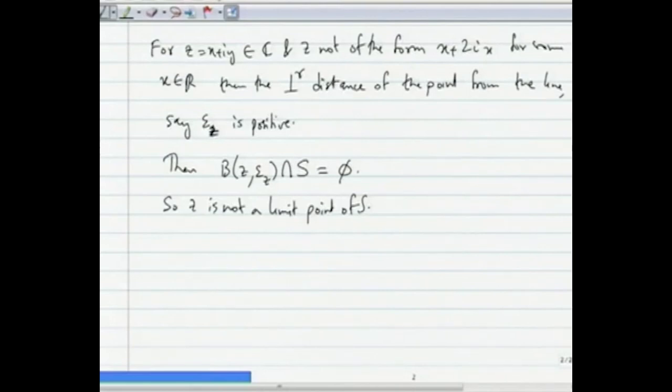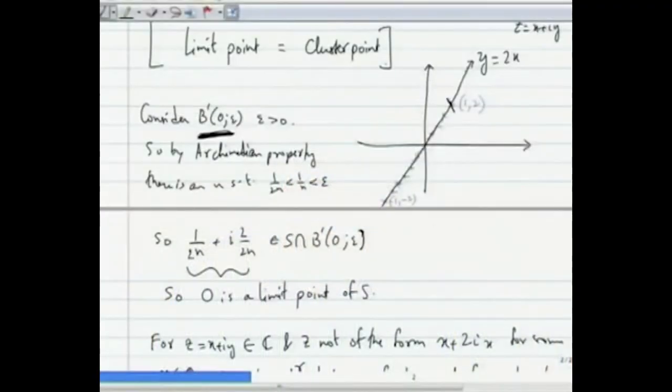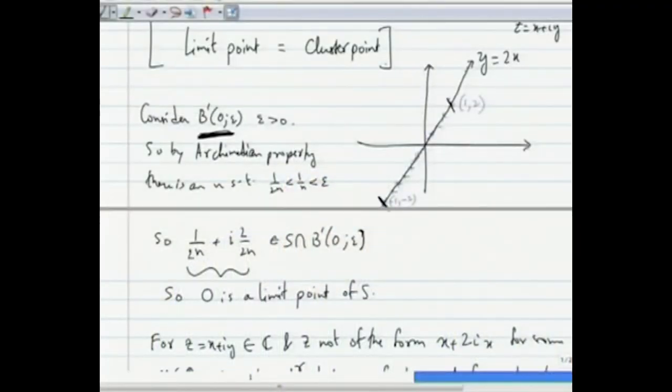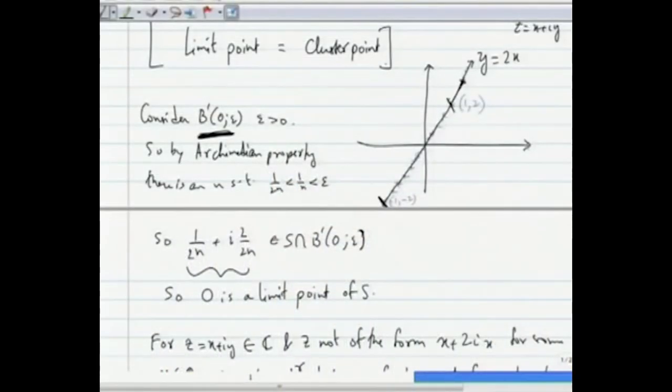Likewise, if you take a point on the line, well, if it is away from the points (1, 2) or (-1, -2), or what I mean to say is, if it is off of this line segment between (1, 2) and (-1, -2), even if it lies on the line, what we can do is take the distance of that point to the point (1, 2) and take a ball of that radius. So, that will stay clear of the set S. So, that is the idea.